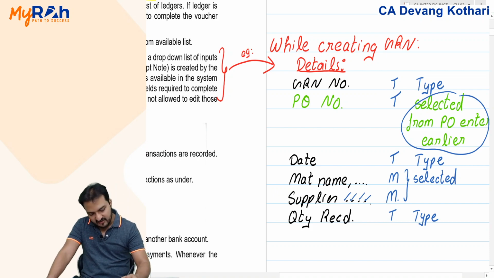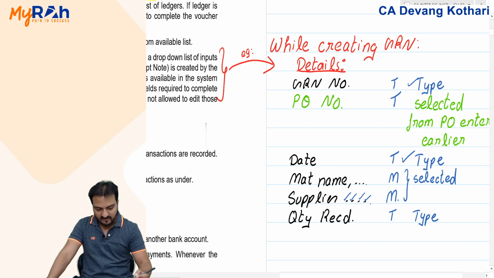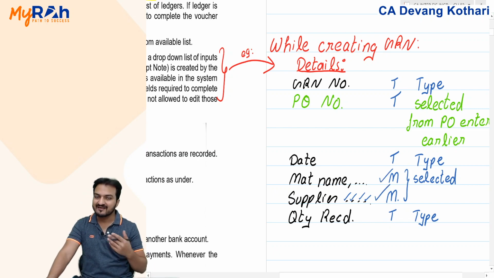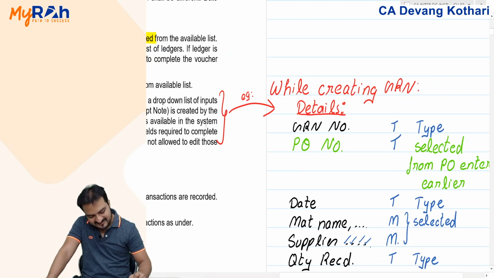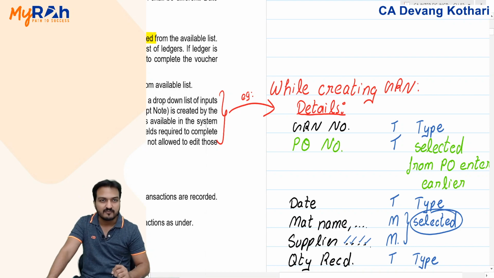So the GRN number is transaction data which you type. The date of the GRN, yes, you have to type. Other details like the quantity of the GRN you have to type, but the material name, supplier address, supplier bank account details, and all these other details about the supplier are master data. They are directly selected from the available list.